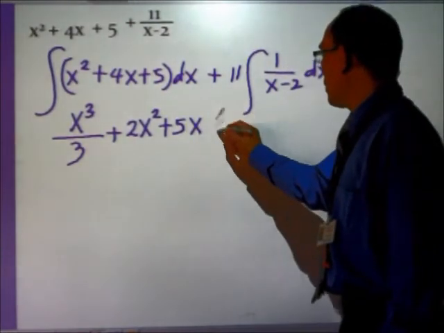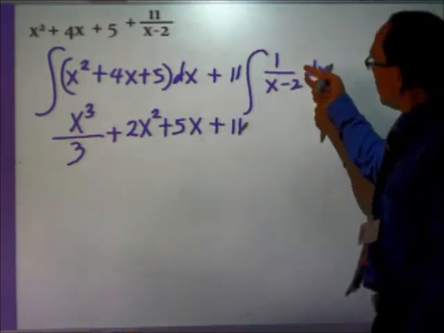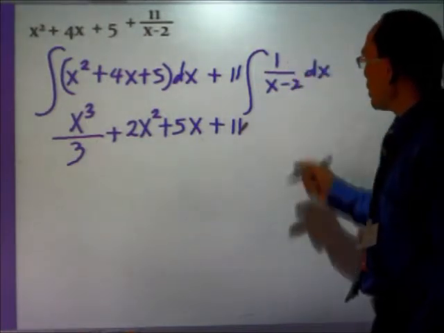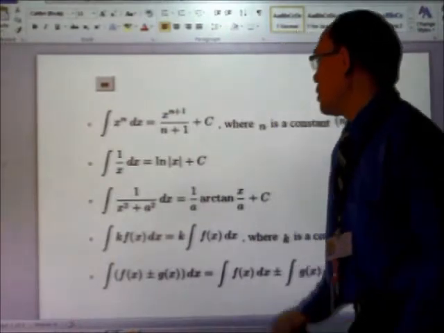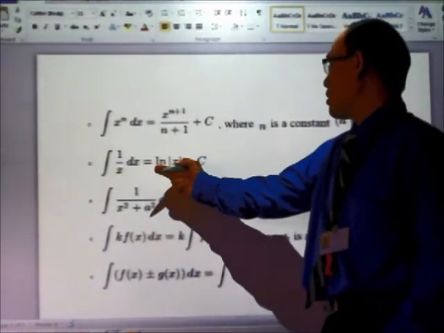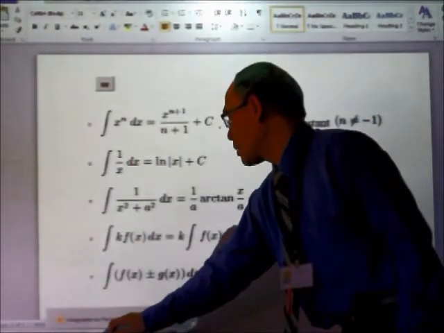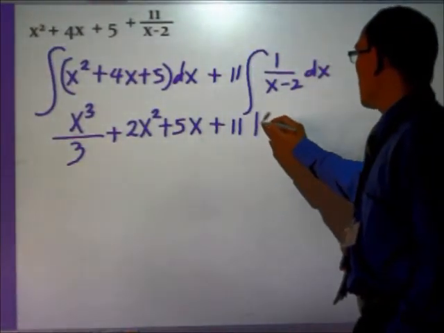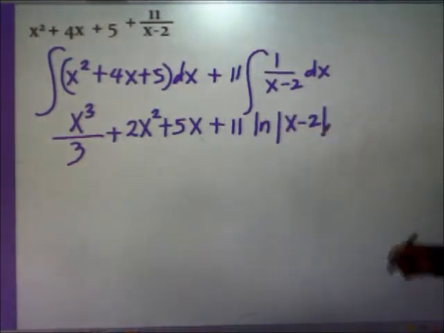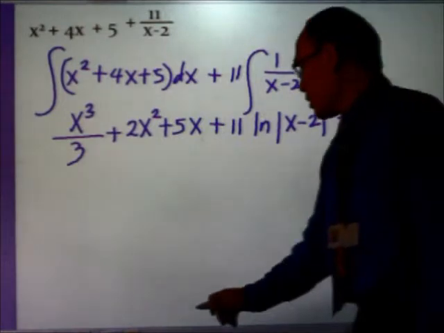And now, plus 11, and we have here 1 over x minus 2. You know that the derivative of x minus 2 is just 1, which is the numerator. According to the second rule here, it's just the natural log of the absolute value of the denominator. So this is just ln of the absolute value of x minus 2, of course plus c. Okay, that's the first case.